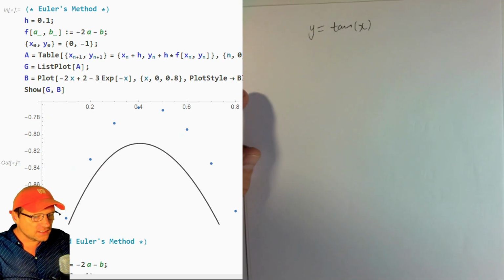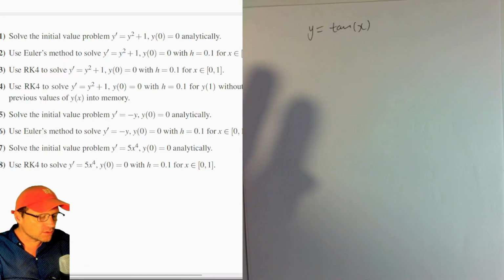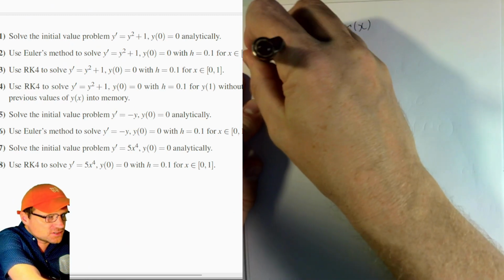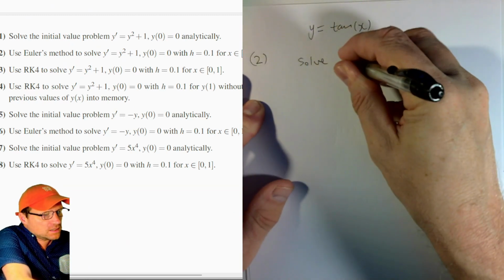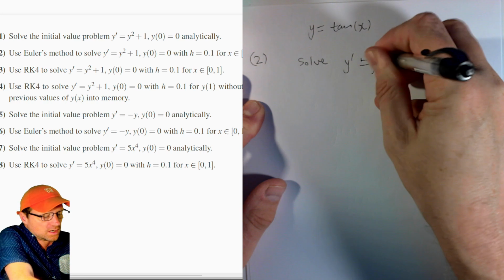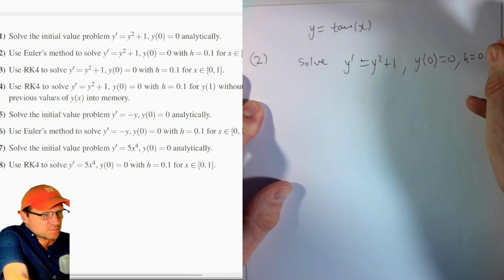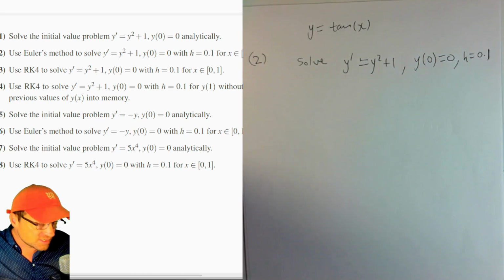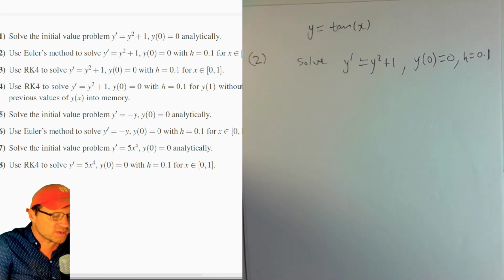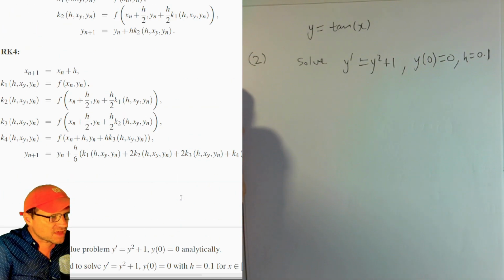All right, so I need to look at that problem set again. What are we doing? We're solving. So question 2 says solve the IVP. Y dash equals y squared plus 1. Y of 0 is 0 with step size 0.1 over the interval from 0 to 1, but do this with Euler's method. So recall what Euler's method is again.